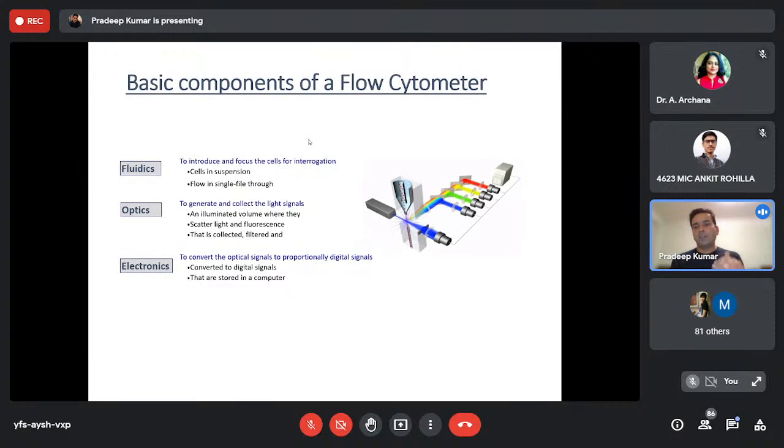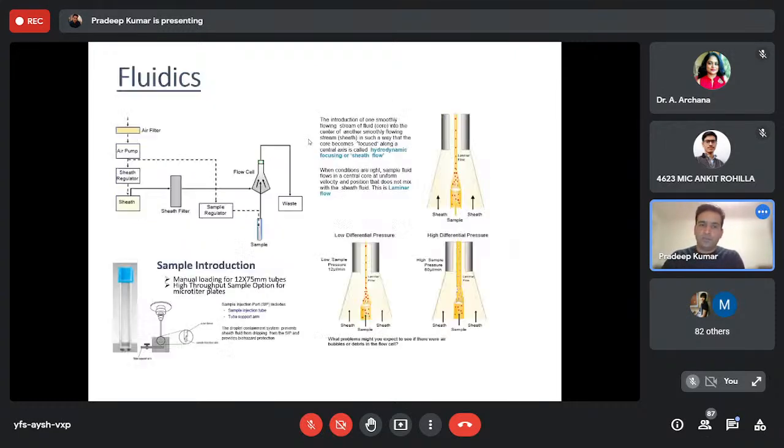So fluidics, excitation optics, collection optics, and then the third component is electronics, which converts these optical signals to digital signals. When you see data of flow cytometry, you see data in the form of a dot on a dot plot, or in the form of a histogram peak. So that's a broad overview of the different components. I'm going to discuss these components in detail in further slides.